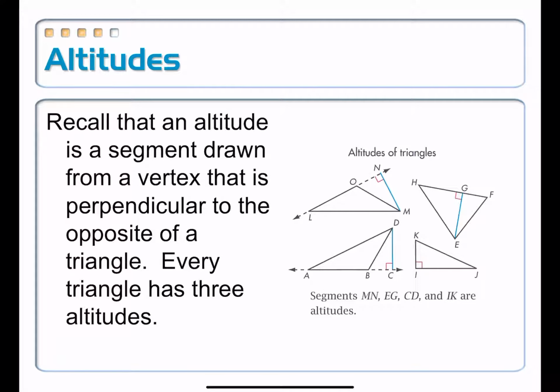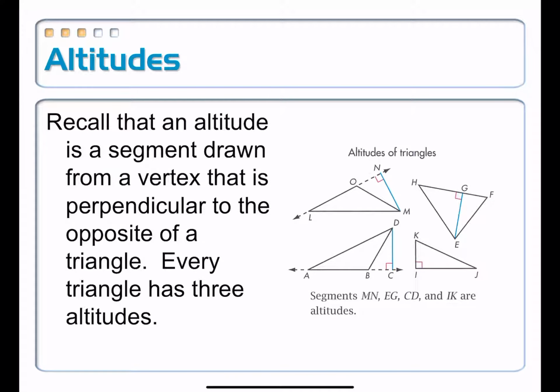Now, when we're talking about an acute triangle, like this one, HFE, all our altitudes are on the inside. So here's one that's highlighted here, but it's not the only one. We could also draw one from H to this opposite side here, or from F to this opposite side, and all of them would be on the inside.